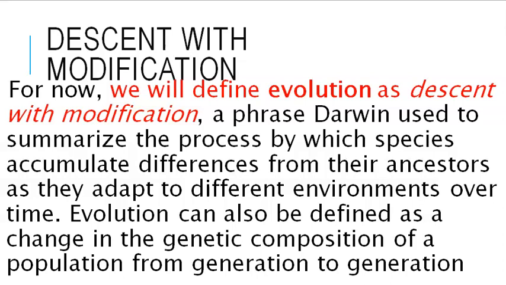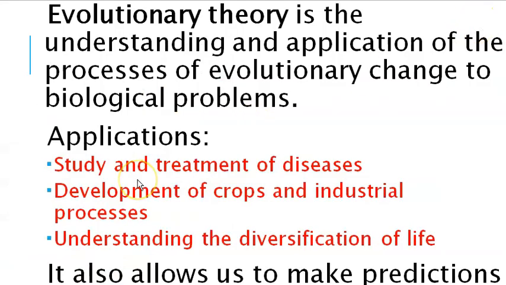Species accumulate differences from their ancestors, and evolution can also be defined as a change in the genetic composition of not one individual, but the key word here is population. Evolution happens in populations. It doesn't happen in individuals. It happens in populations. And so evolutionary theory, why is it important?